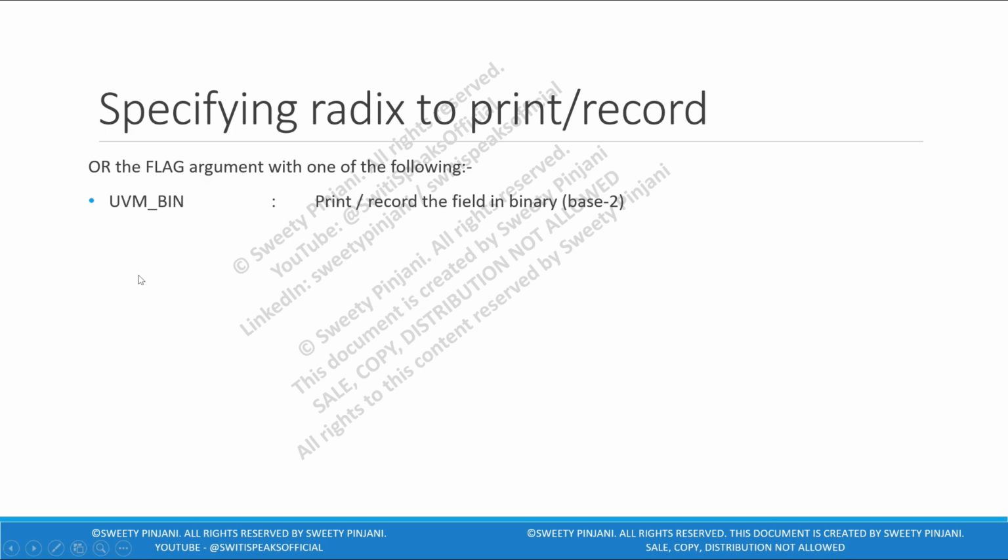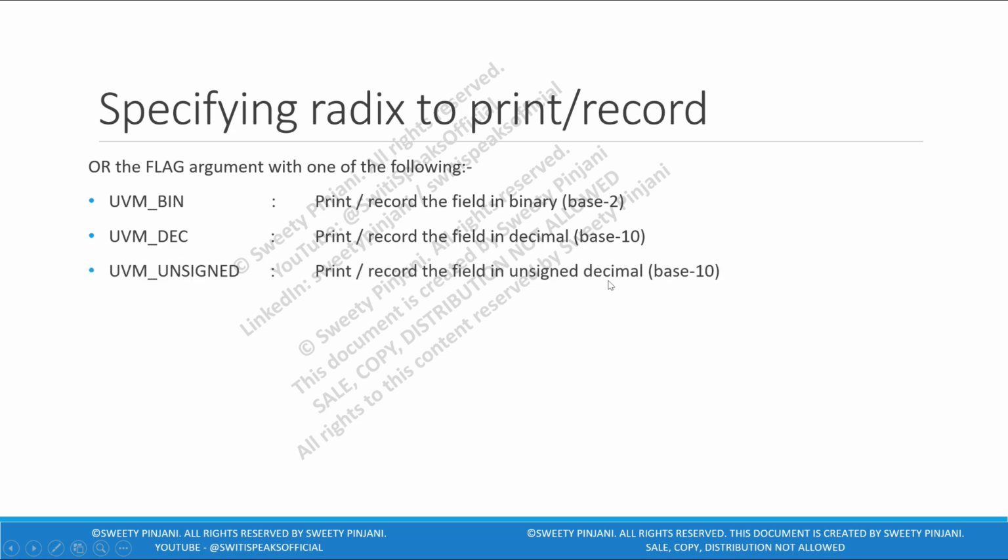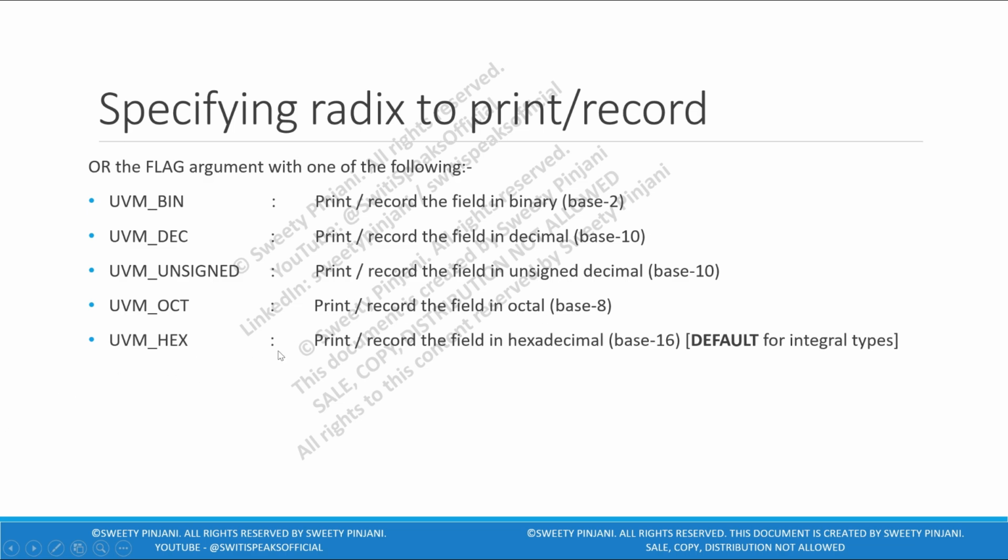Now you can OR that with UVM bin. Bin stands for binary, which will have the radix 2, base 2. Then if you want to print or record the field in decimal format, which is base 10, use UVM DEC. If you want unsigned decimal, use UVM unsigned. If you want octal, use UVM oct. It will print or record your field in octal, which is base 8. If you want to print or record your field in hexadecimal, which is base 16, then use UVM hex.